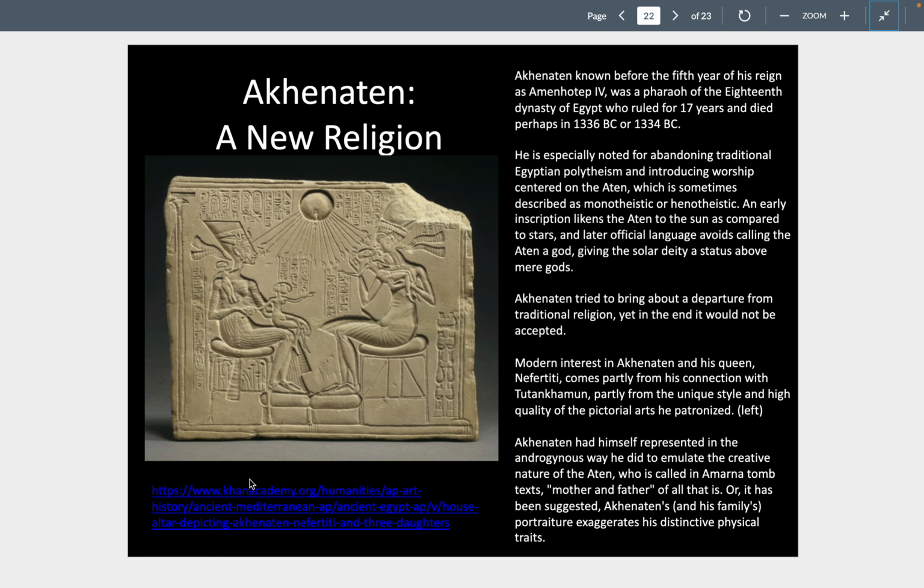Now, what we're going to mostly know about Akhenaten in terms of what we find in 1922 is going to come from Tutankhamun. So Tutankhamun has a connection to Nefertiti, who we believe is his mother, and this new religion is not going to last for very long.